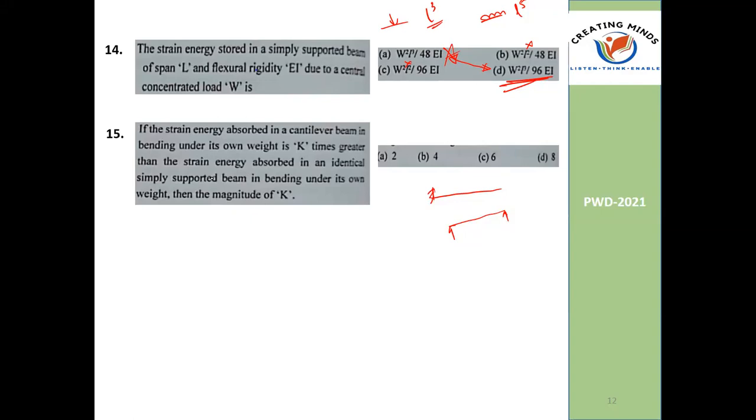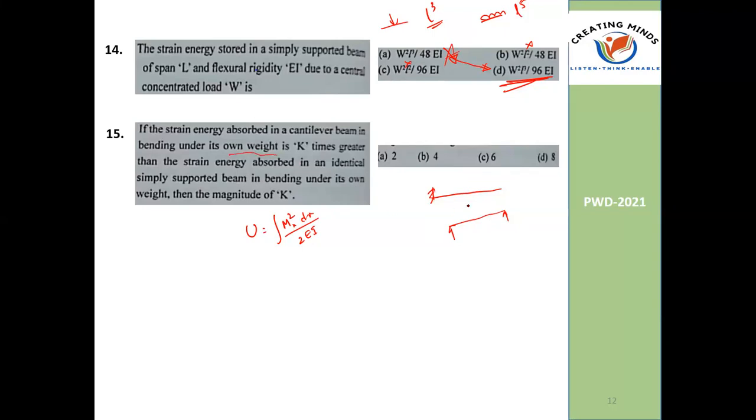See, the strain energy absorbed in a cantilever beam. What is strain energy? U equals what? Sigma square by 2E into volume in general. Or for beam members, integral of M x square dx divided by EI. For a moment, consider the moment due to own weight.